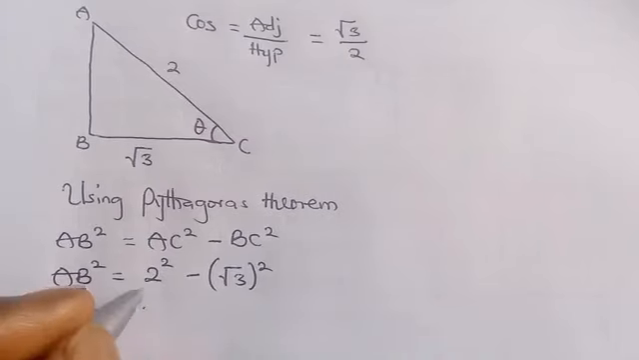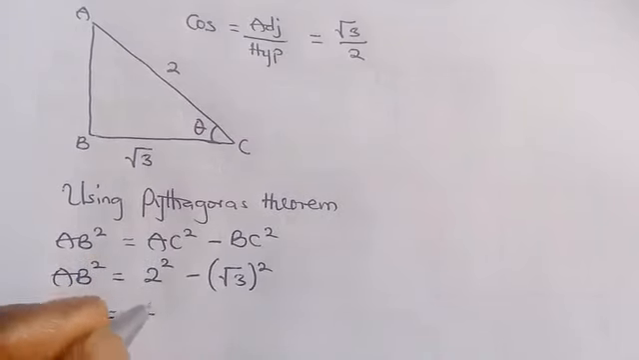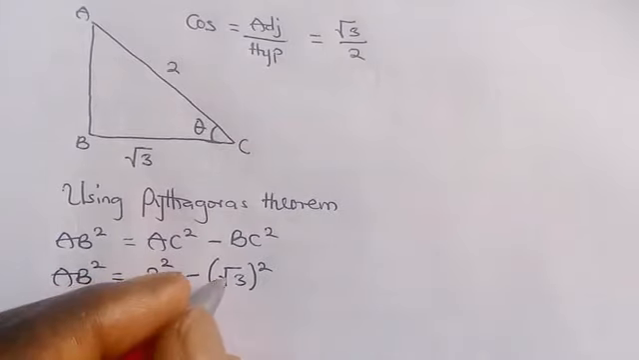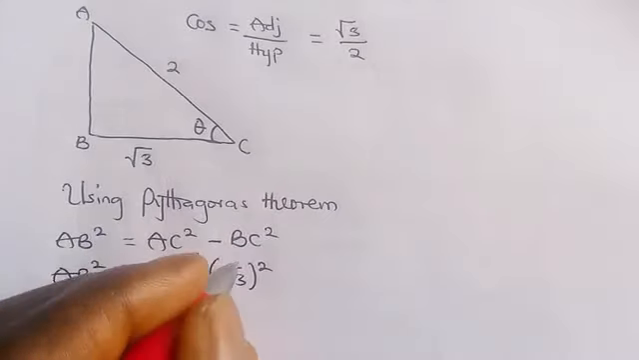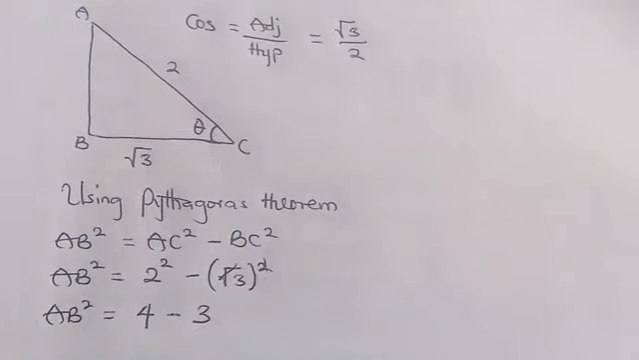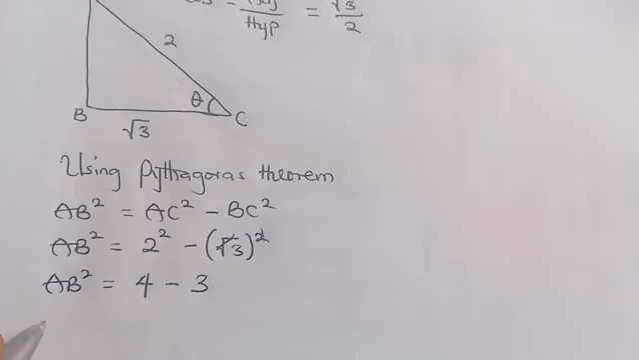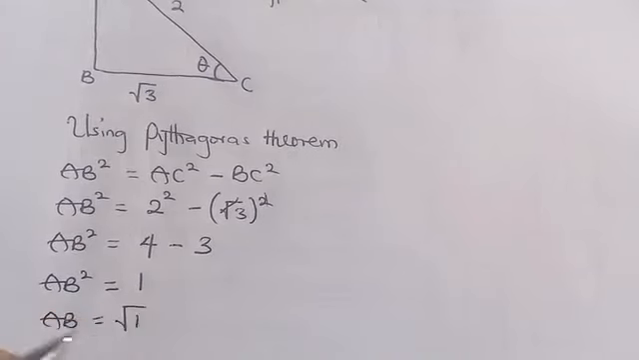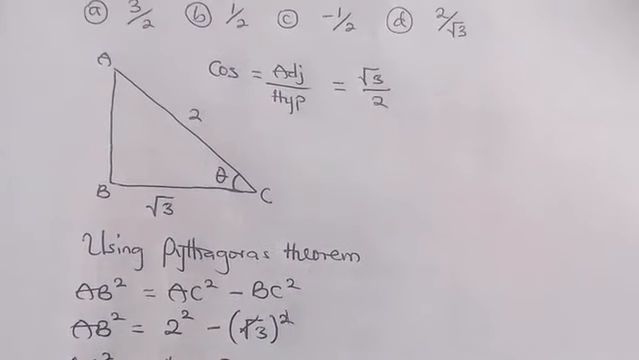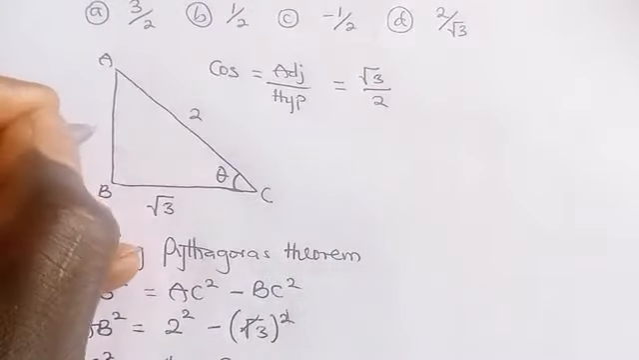AB square will be equal to 2 square, we have 4, minus square root of 3 raised to the power of 2, which is equal to 3, because this square root will go with this power of 2. And we have AB square equal to 4 minus 3, which is 1, such that AB is equal to the square root of 1, and that's equal to 1. It means this side AB, which is our opposite side, is equal to 1.